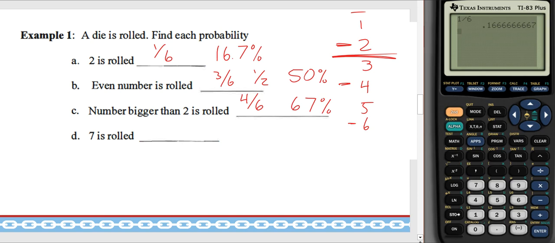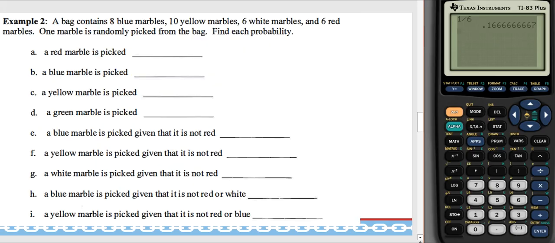And then D, what is the probability that I roll a 7? Well, 7 is not an outcome. So 0 out of 6, a 0% chance. It is impossible for that to happen based on my die, my number cube.